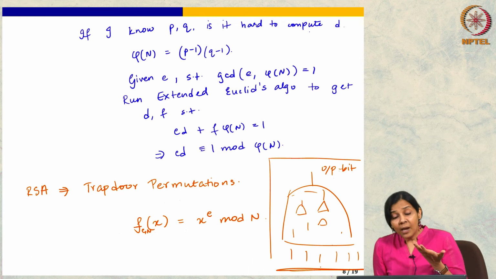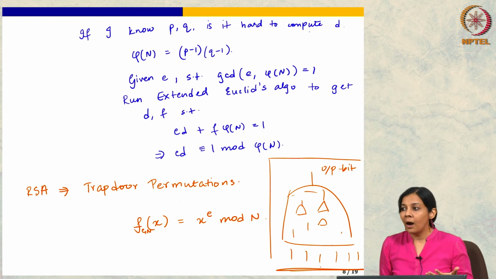But now, how do I generate a circuit for which this is hard? This is the problem, right? I do not know how to do that. This is one of the big open problems in cryptography. Okay, I do not know how to do that.